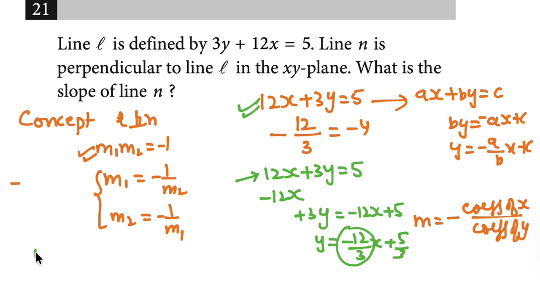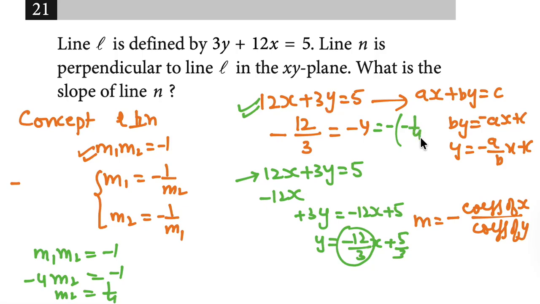Now let's use m1 times m2 is equal to -1. With m1 as -4, m2 is equal to 1 over 4. Or you can directly use that the other slope is the negative reciprocal. So the negative reciprocal will be 1 by 4, right?